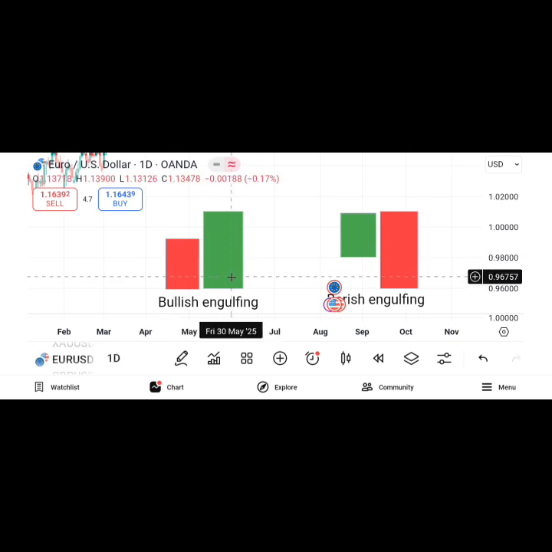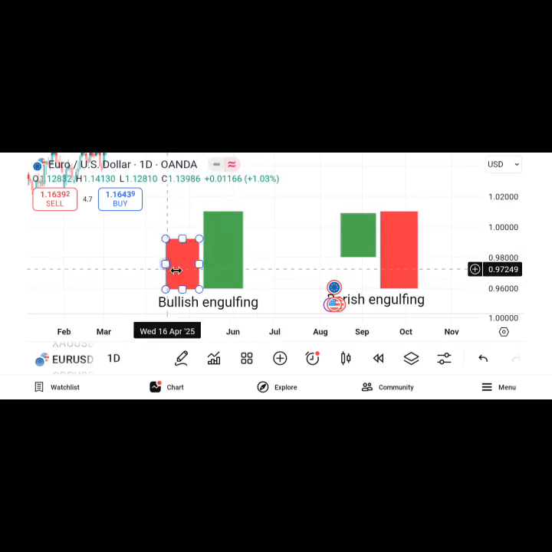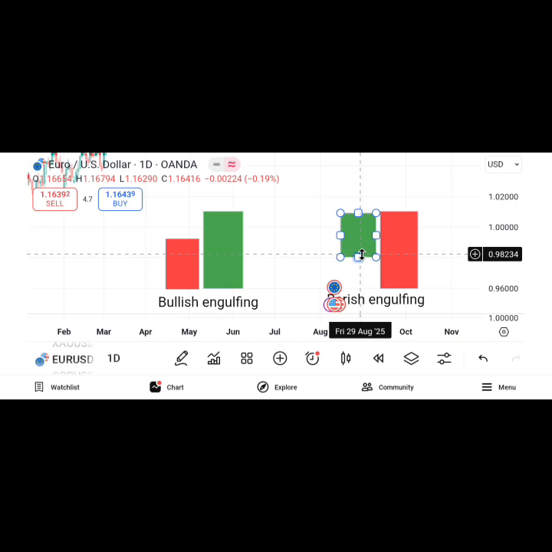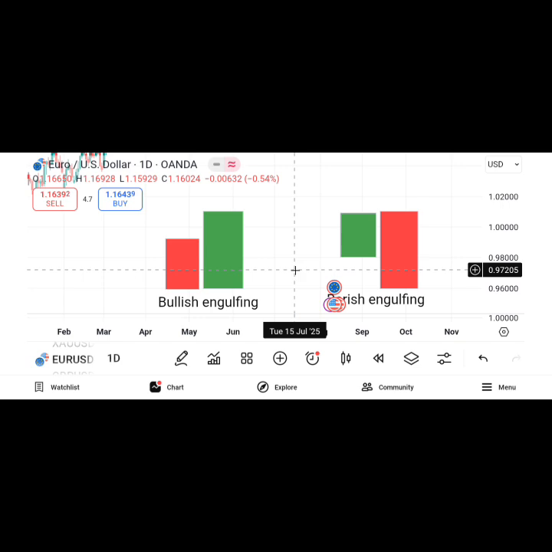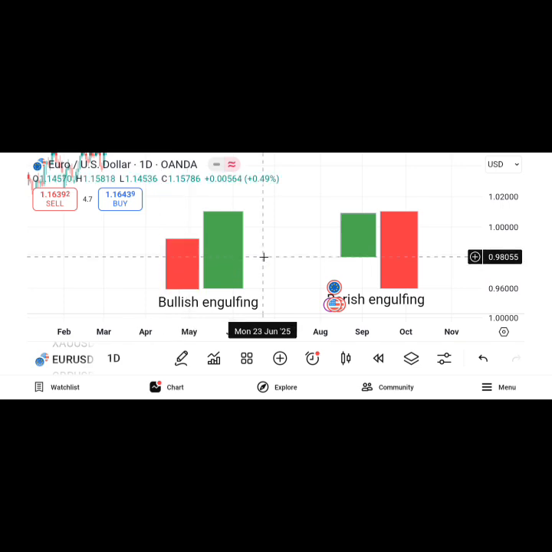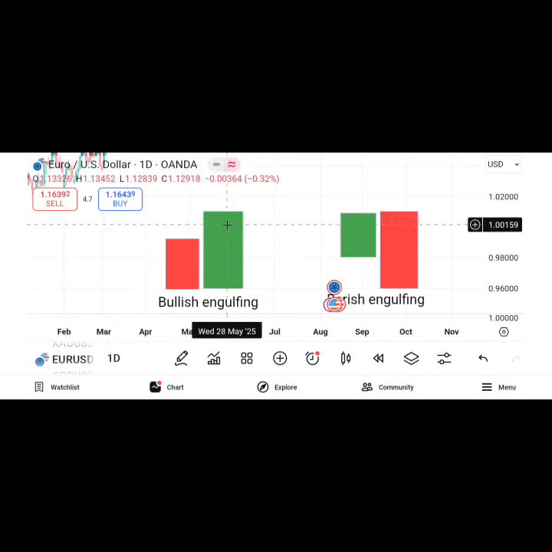When the green candle engulfs a red candle, this is a bullish engulfing, and this is the bearish engulfing when the red candle engulfs a green candle. That is a bearish engulfing pattern. So this candlestick can be used as trend continuation.